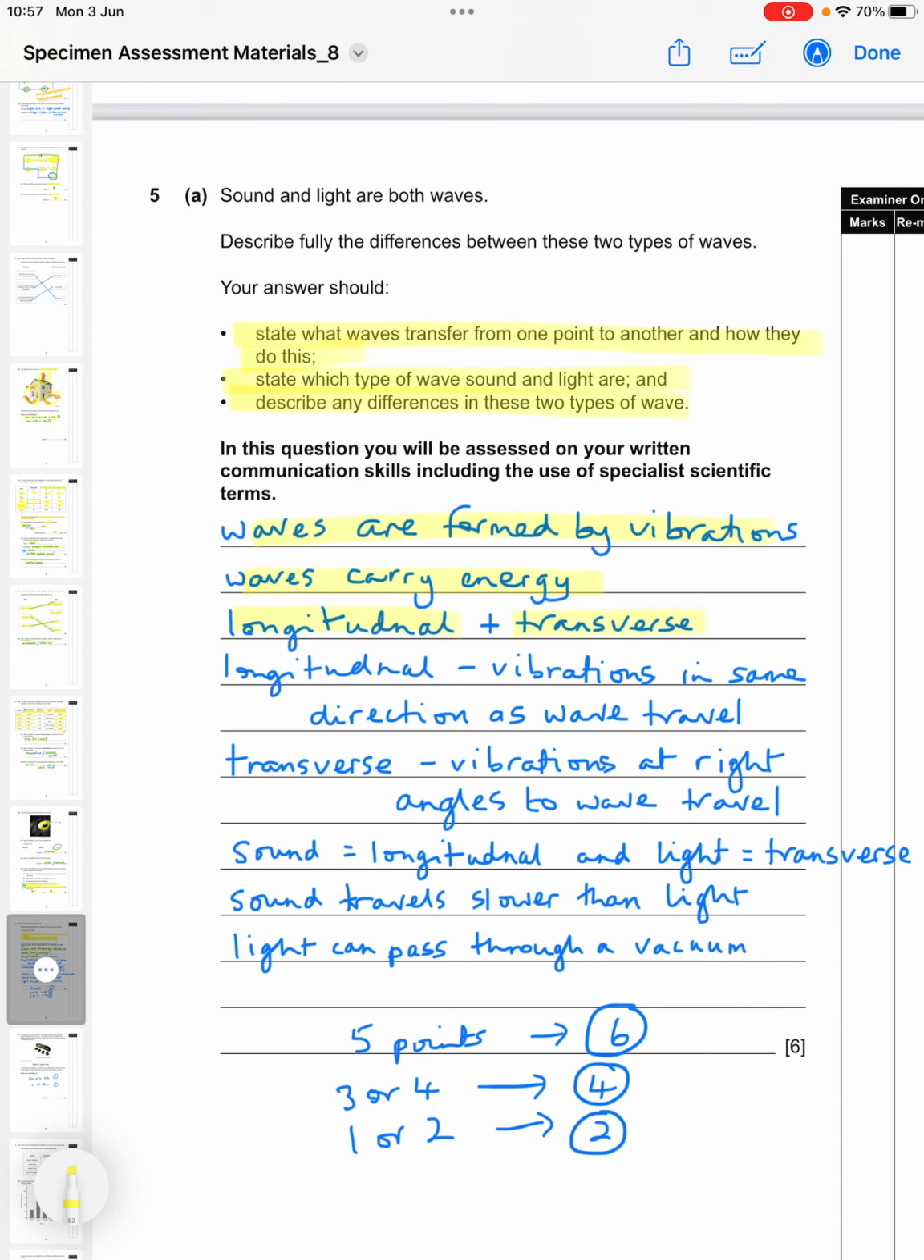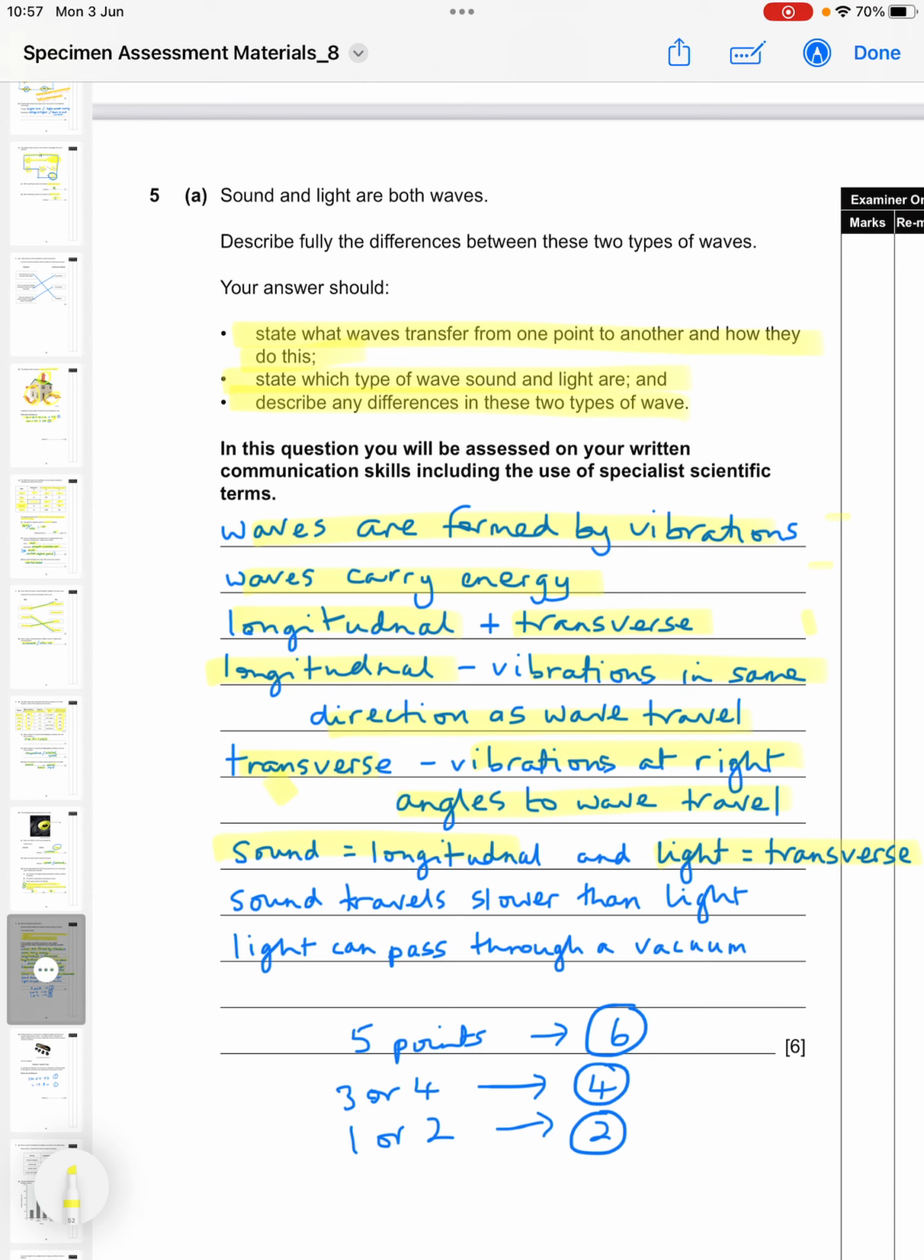They're longitudinal and transverse. So those are three potential points to begin with. Then it says state what type of wave sound and light are. I've said here sound is longitudinal and light is transverse, and I've given a little explanation as well of what longitudinal means. So longitudinal means vibrations are in the same direction as wave travel, and transverse is the vibrations are at right angles to the wave travel.